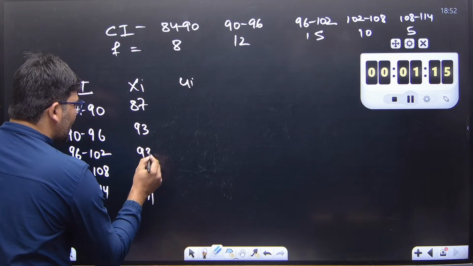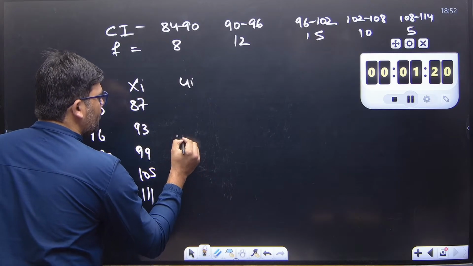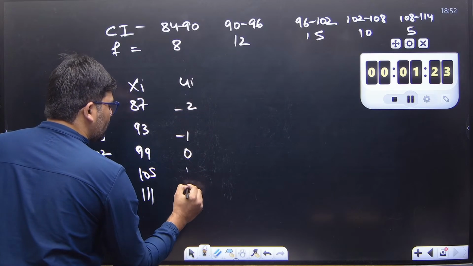Take the middlemost number as 0. In front of middlemost, you can see that this is the middle. So you will write 0, minus 1, minus 2. Below that write 1 and 2.